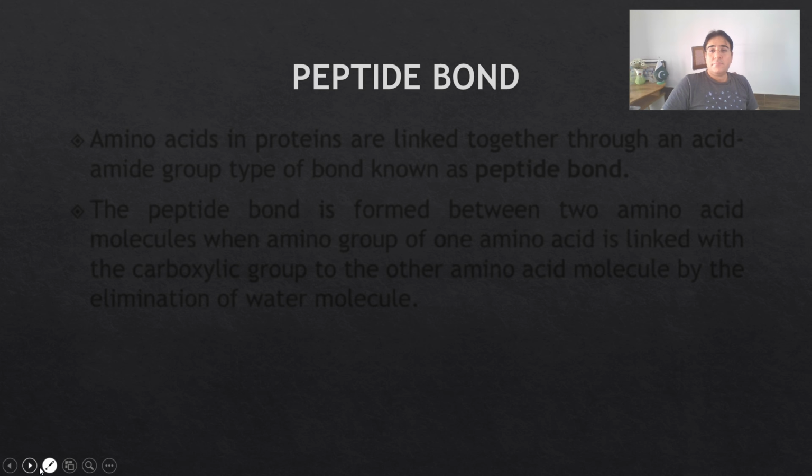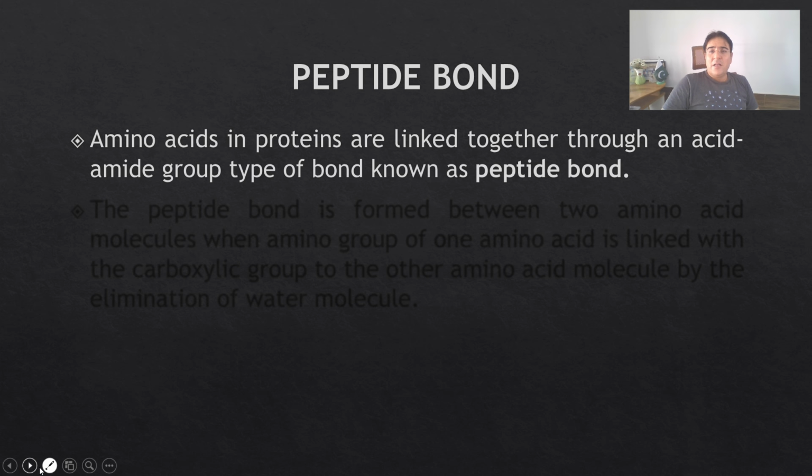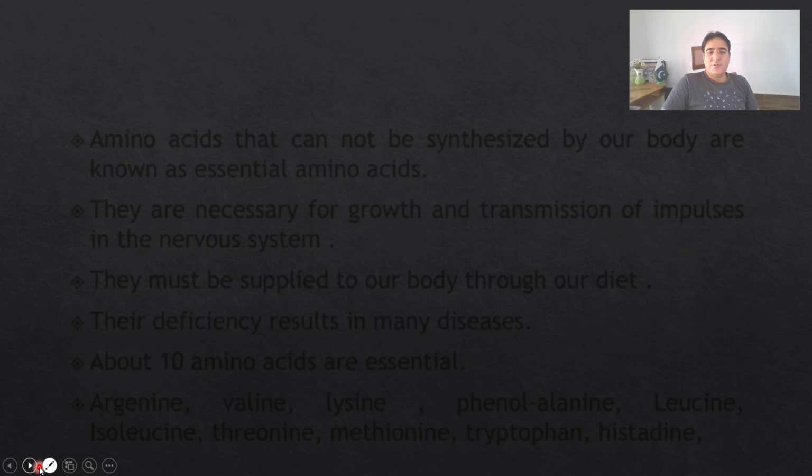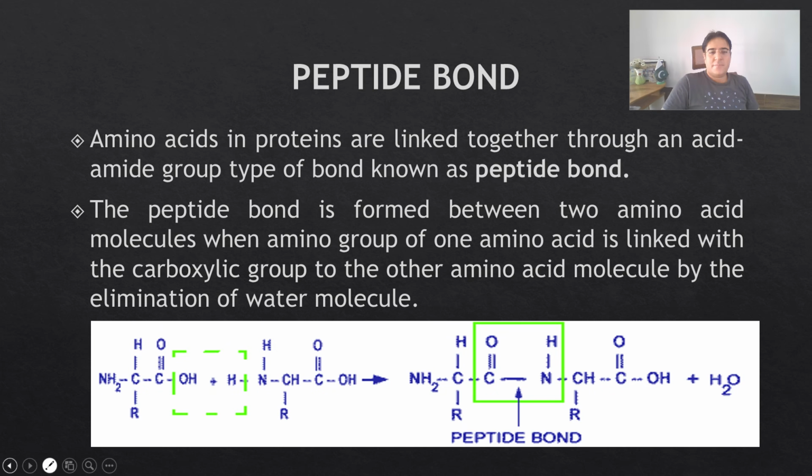Now, what is the peptide bond? The words over here don't really matter, so I'll jump to this reaction. Look at this. This is an amino acid, NH2CHR, the general formula of amino acids. These both are amino acids. Now, the OH from the carboxylic group of one amino acid and the H from the amino group of the other make H2O. Water is released.